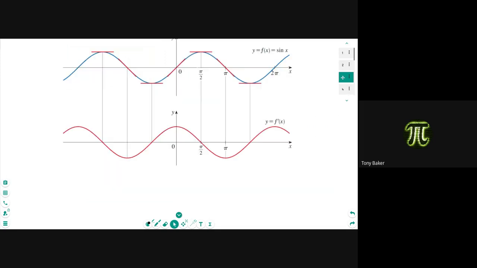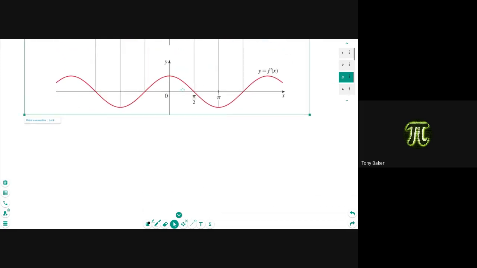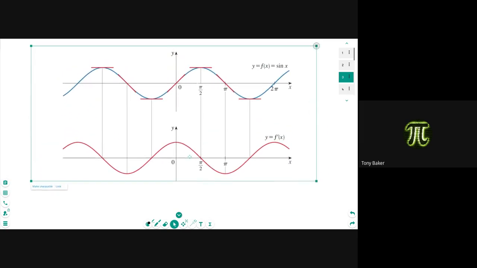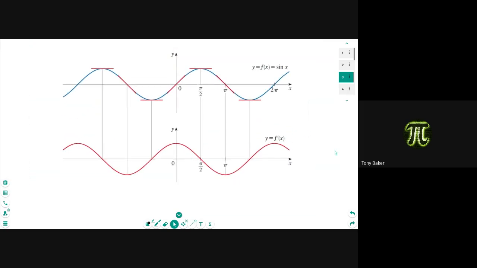So let's look at the derivative. Let's look at cosine now. So this is cosine down here. What is the derivative at 0? What's the slope at 0? It would be 0, right? Does that make sense or no? I can draw a little line if you want me to.